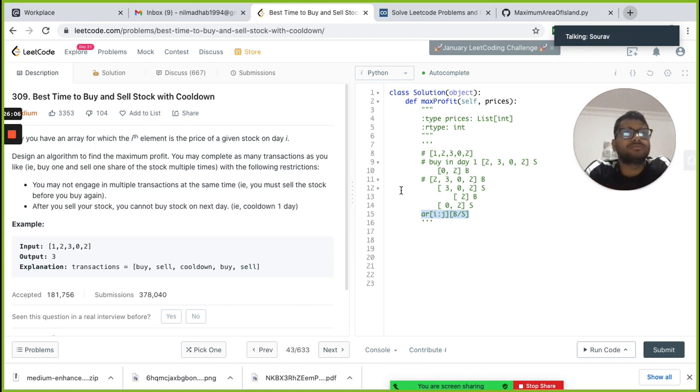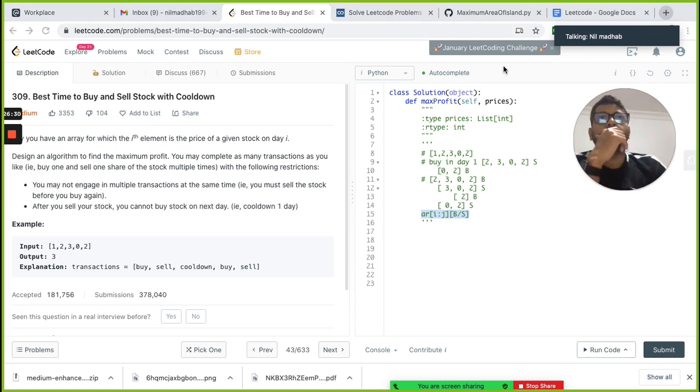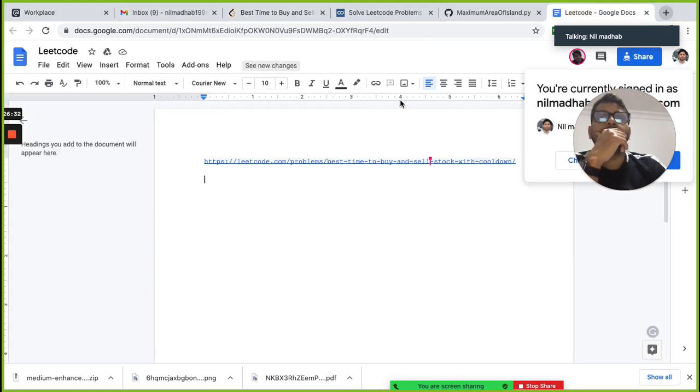If we use two arrays, one for selling and one for buying, that can also work. Yes, I think that will be easier to implement. So let's go with that. Do you want to implement it? Yeah, you can try. Okay, let's. You can implement it using that.